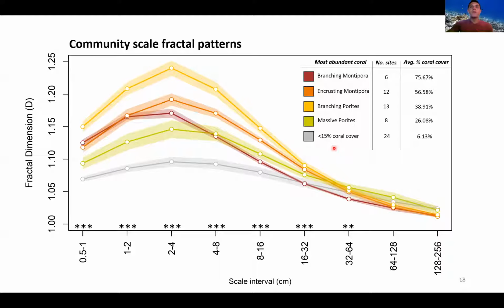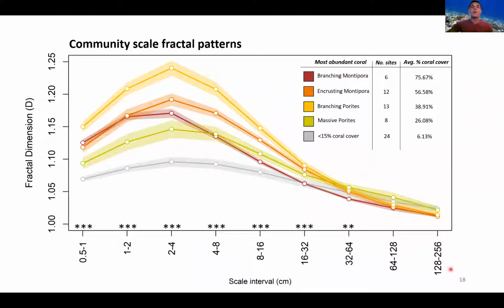For the most part, the community scale patterns mirror patterns from the colony scale, although one exception is that reefs with high abundance of encrusting montipora have higher fractal curves than expected from colony scale data. And this may be due to the common co-occurrence of encrusting montipora with branching porites, whereas reefs dominated by branching montipora, for example, were less diverse.